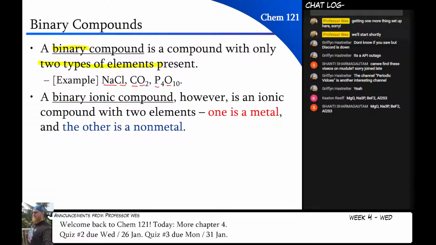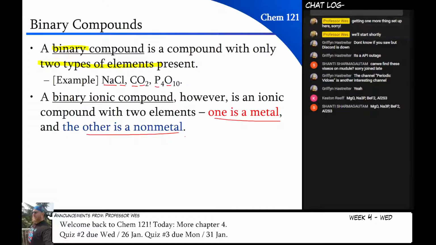Now, in order for us to be able to name a compound in this class, it has to be binary ionic. For something to be binary ionic, it has to have 2 elements, like we just said, because it's binary. But it also has to be ionic, and we're going to define ionic compounds as the following. One of the elements in the compound is a metal. The other is a nonmetal.